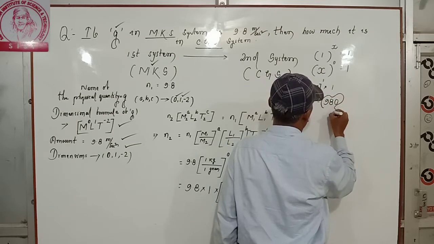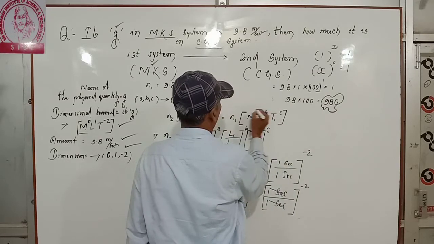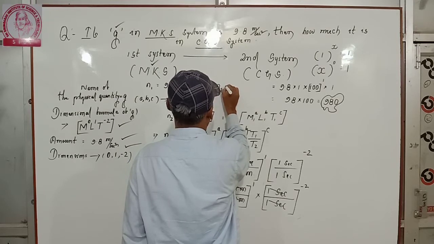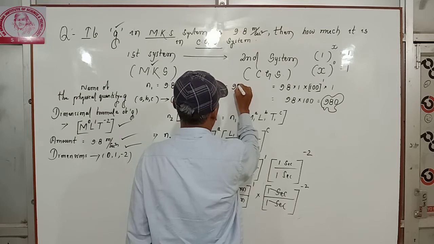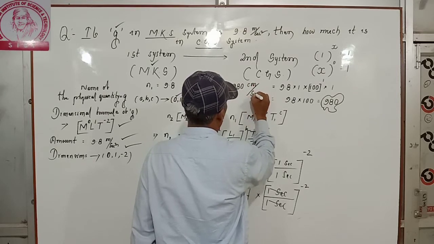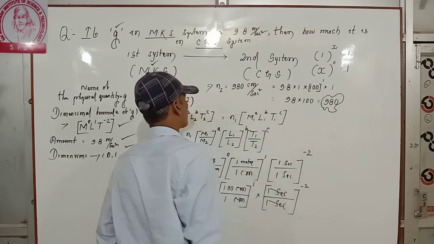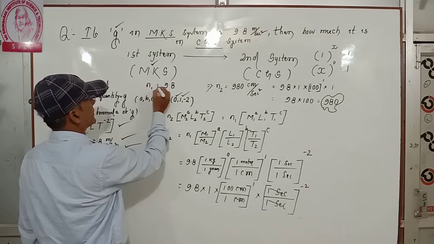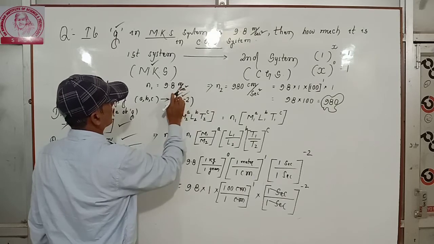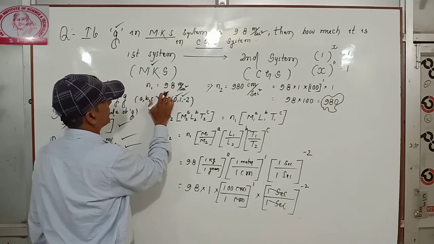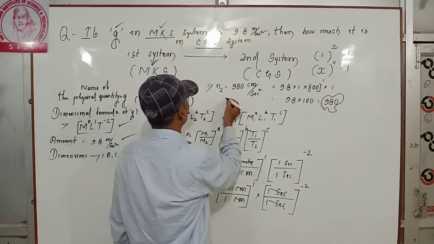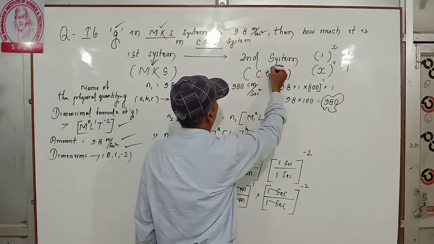The value of g, which means g2, is equal to 980 centimeter per second square. So the value of g1 is 9.8 meter per second square. The value of g is 9.8 meter per second square in MKS system, and the value of g is 980 centimeter per second square in CGS system.